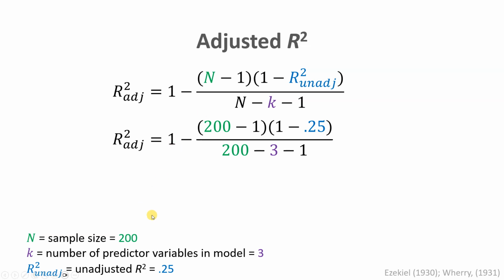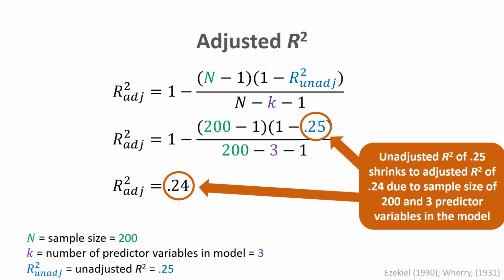So here's an example where we have a sample size equal to 200, which you can see here. We've replaced that in the initial formula or equation above. And then the number of predictor variables in this hypothetical model is 3. And let's imagine that our unadjusted R squared value is 0.25, which you see represented here. If we plug those values into our formula, we get an adjusted R squared value of 0.24. So the unadjusted R squared of 0.25, which you see here, is downwardly adjusted to 0.24 when we have a sample size of 200 and 3 predictor variables in our model.